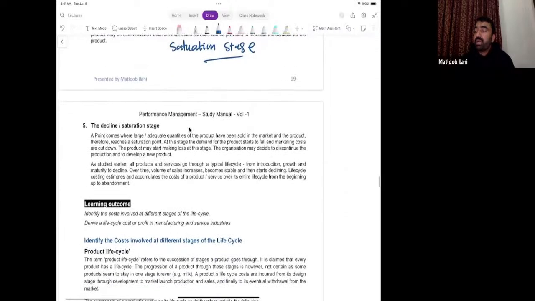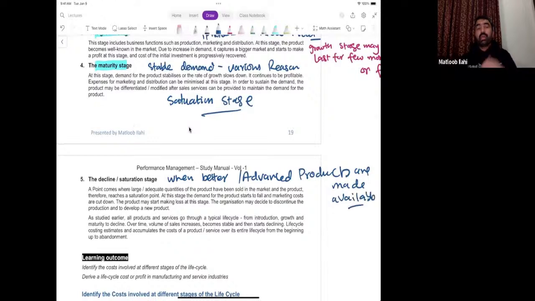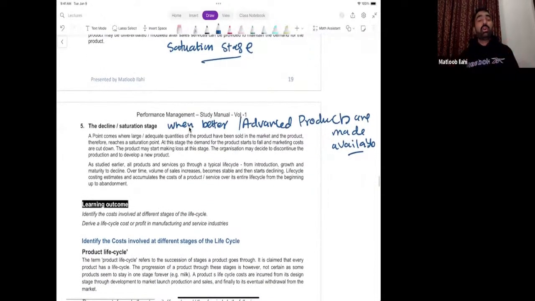And then a stage will come where more advanced, better advanced products are made available. Okay, the product has now entered into the decline phase. A point comes where adequate quantities of the product have been sold in the market, and now the product has reached a saturation point. At this stage, the demand for the product starts to fall. Now the demand has started falling.